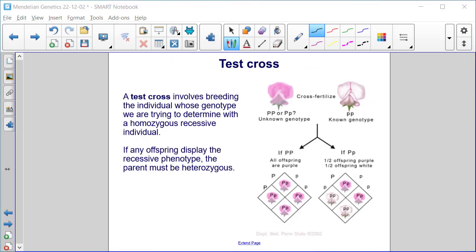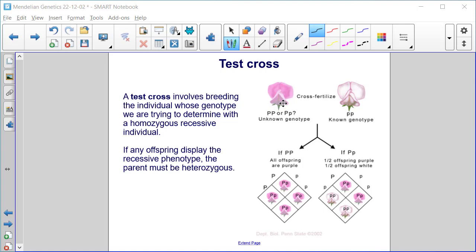Test cross. A test cross involves breeding the individual whose genotype we are trying to determine with a homozygous recessive individual. If any offspring display the recessive phenotype, the parent must be heterozygous. So, this is a purple flower, but I don't know if it's homozygous dominant or heterozygous. So I cross-fertilize it with something I know is recessive, homozygous recessive.